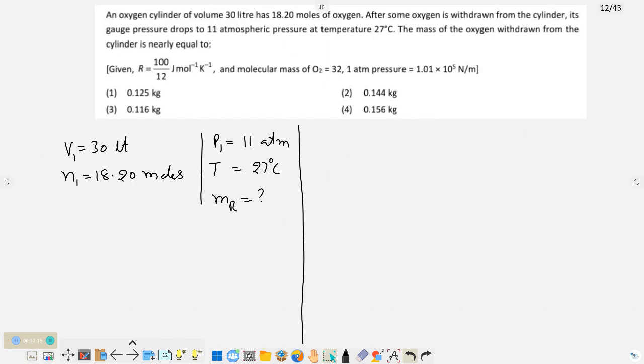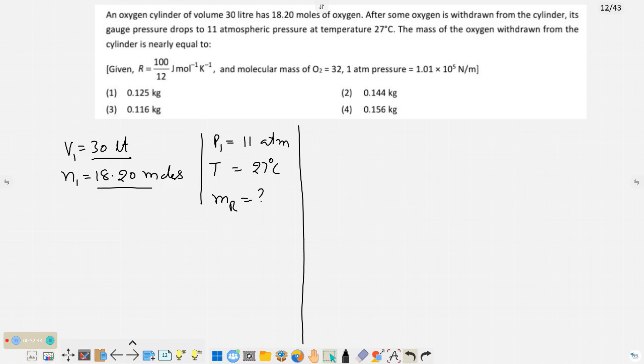This question is from the kinetic theory of gases. They have given an oxygen cylinder of volume 30 liters. You can see the data already written here. The volume of the cylinder is 30 liters, which contains 18.20 moles of oxygen gas. What we are doing is removing some gas from it. After some gas is withdrawn from the cylinder, some mass of gas, some moles of gas, is removed.